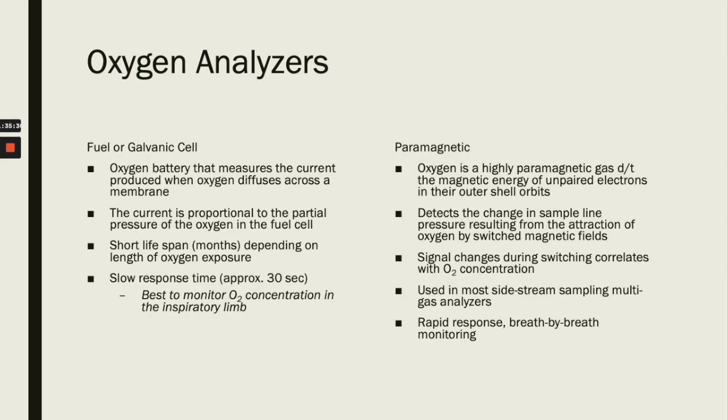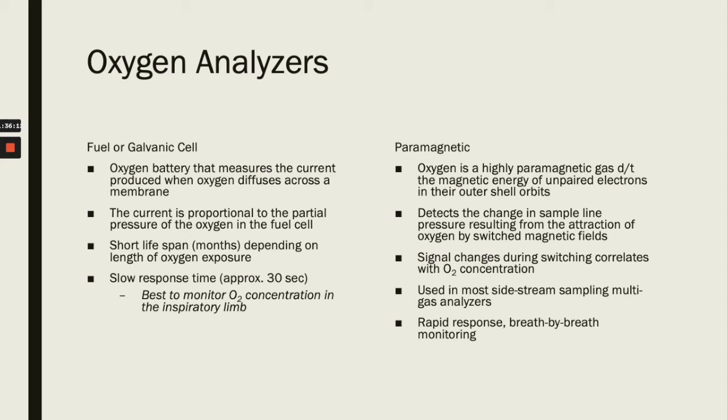Okay, so oxygen analyzers, there's two common ones. There's the fuel or galvanic cell, or the paramagnetic. So the fuel or galvanic cell is an oxygen battery that measures the current produced when oxygen diffuses across a membrane. And the current is proportional to the partial pressure of oxygen within that fuel cell. The fuel cell is a sensor that is covered by an oxygen permeable membrane and is exposed to the gas in the breathing circuit. And so remember, this is the oxygen analyzer that's mainstream, right in the breathing circuit.